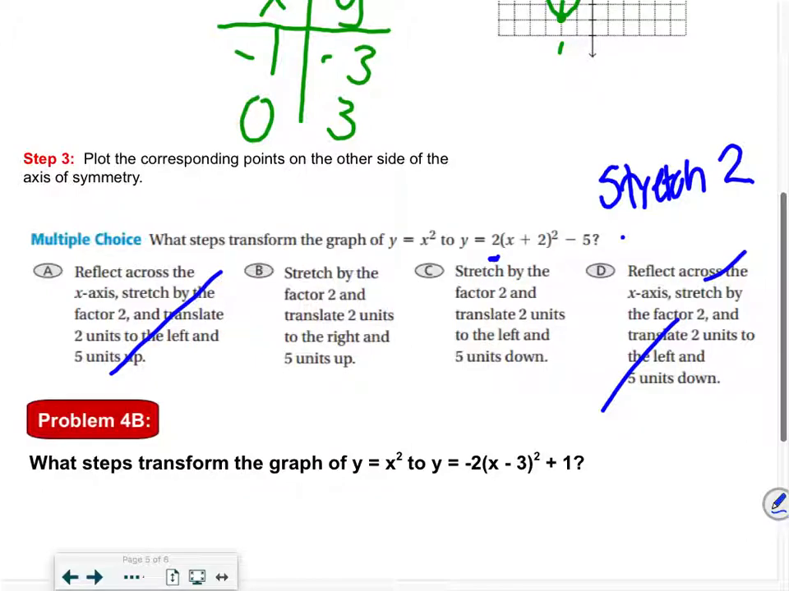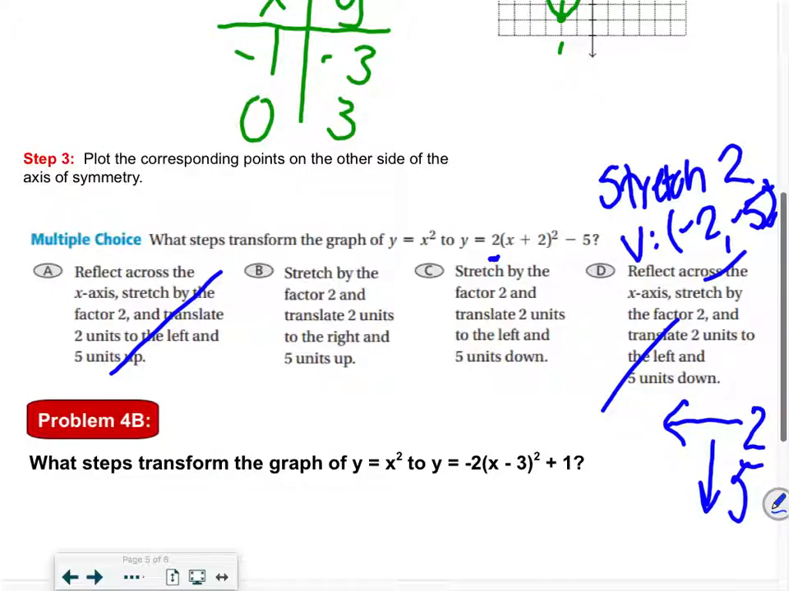What's my vertex? 2, -5. Close. -2, -5. Oh, because I got to reverse them. Got it. So that means I'm going left or right 2. Left. You're going left. Negative will be that way. Yes. Down 5.